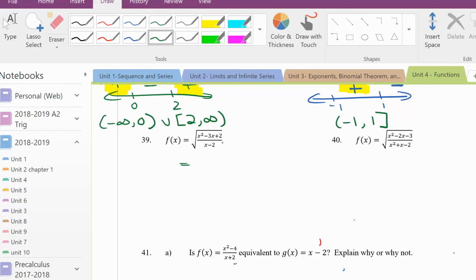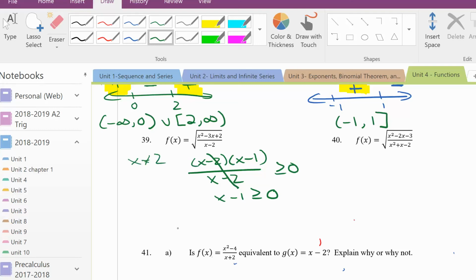The function x squared minus 3x plus 2 over x minus 2, so it's x minus 2, x minus 1 over x minus 2, that has to be greater than or equal to 0. Well, notice that cancels. So basically x minus 1 has to be greater than or equal to 0. But it cannot equal 2 because that would make the denominator 0. So we'll keep that in mind.